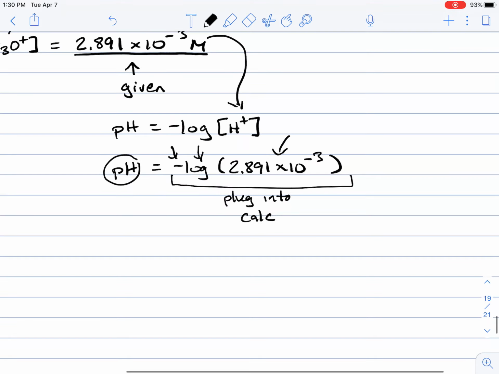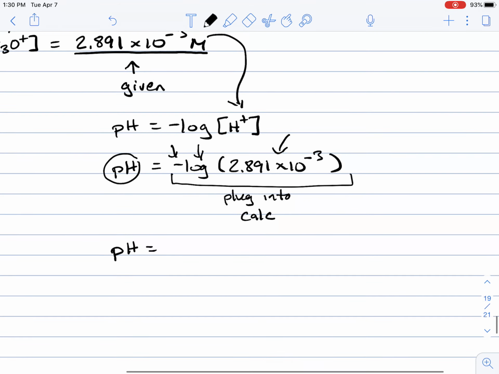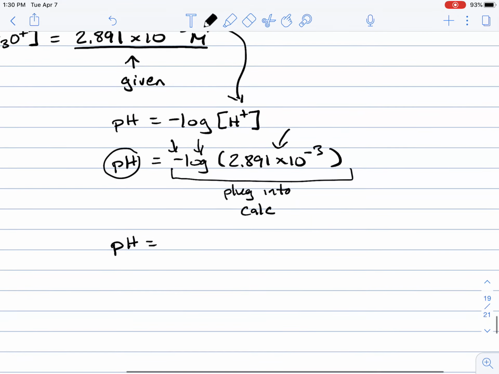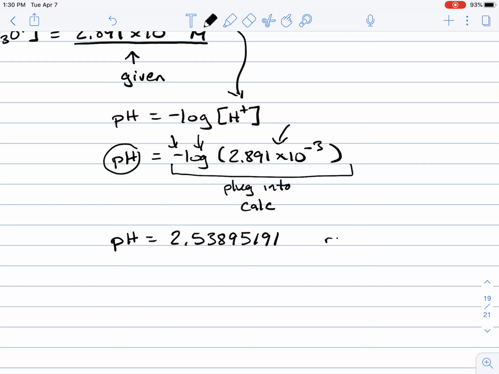And so when I hit the equal sign, I get a very large number. Or I'm sorry, not a large number, I just get a whole bunch of numbers. So I get 2.538 95191. And so this is the raw calculator answer that I get.